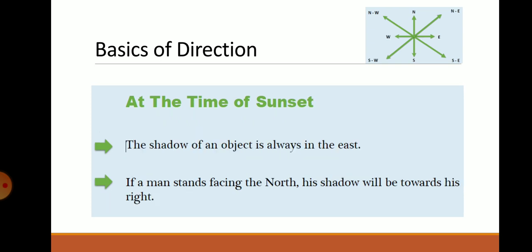Secondly, at the time of sunset, the sun is in the west direction, therefore the shadow of an object is always towards the east. If you are facing north, the shadow will be towards your right hand side, that is towards the east direction. This is the second thing, if the sun is at sunset.